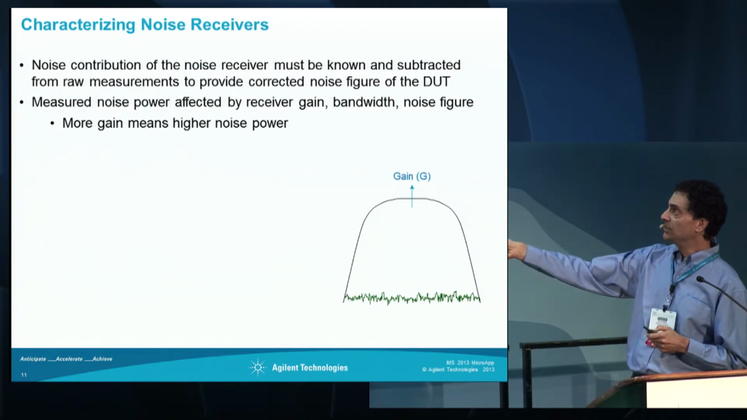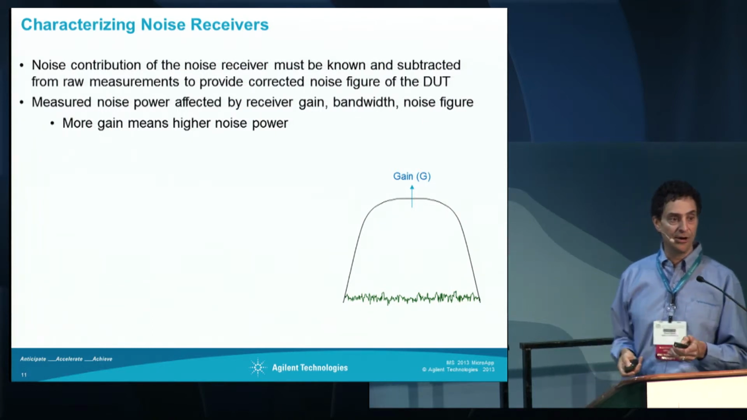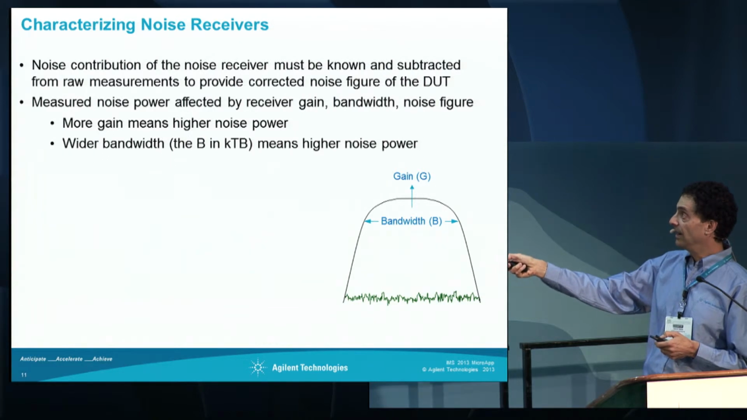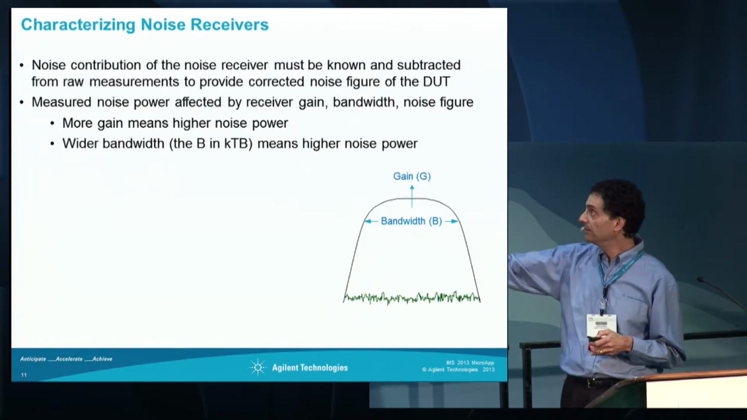So obviously more receiver gain means you're going to measure a higher amount of power in the receiver. More bandwidth also means more noise power.